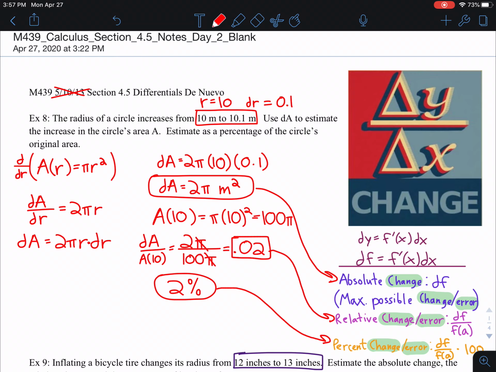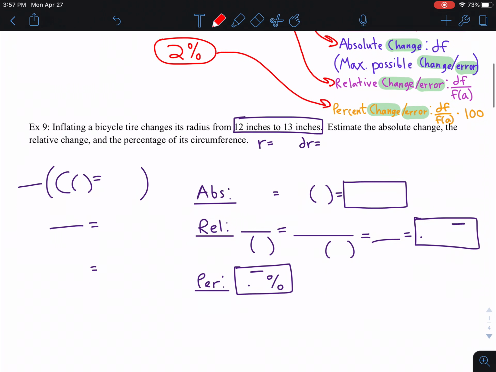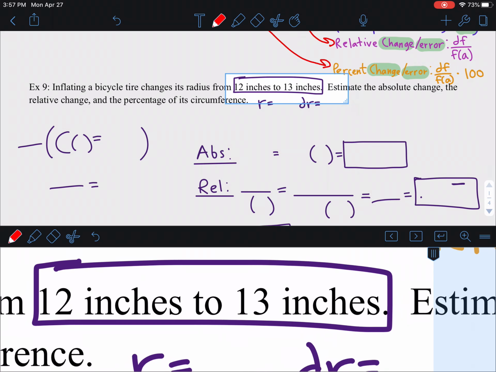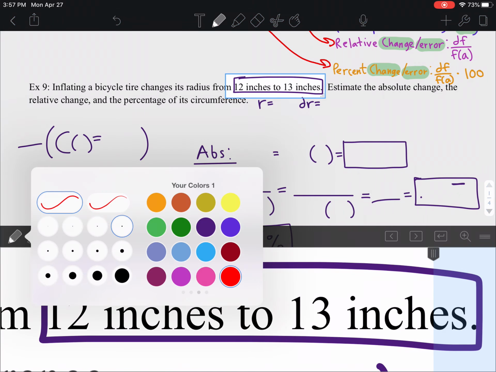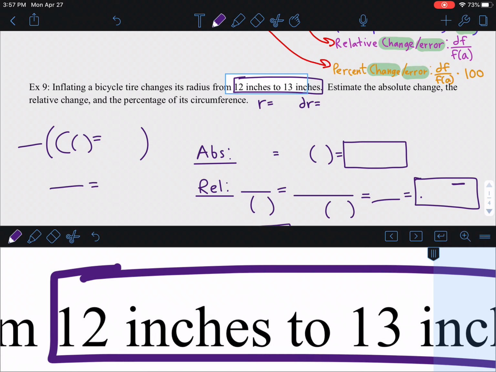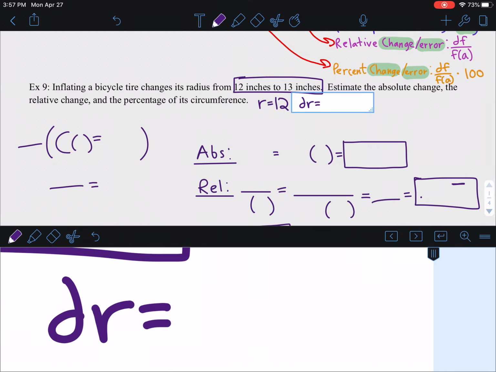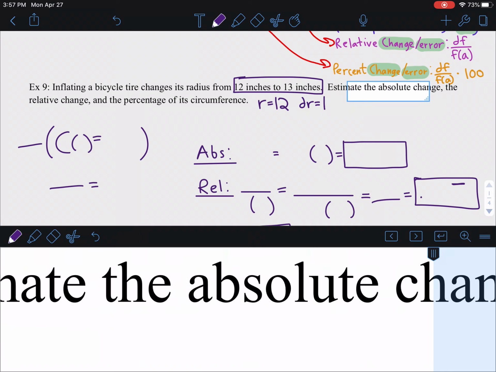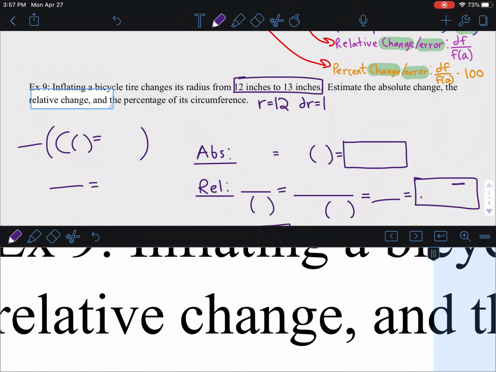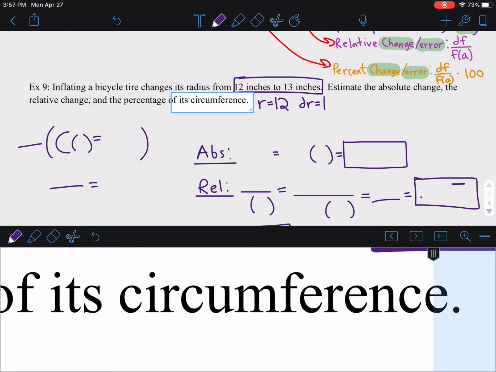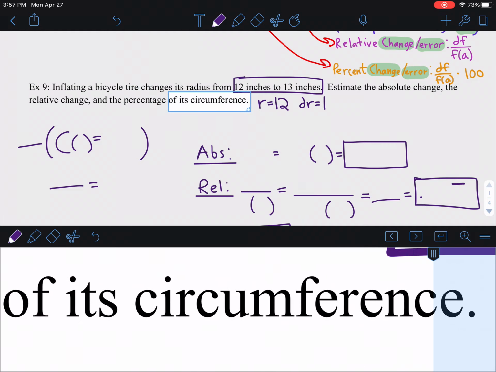Very similar though. Okay. Example 9. Inflating a bicycle tire changes its radius from 12 inches to 13 inches. So again, I learned two important things here. One, the initial radius is 12 inches, and that the change in the radius is 1 inch. Estimate the absolute change, the relative change, and the percentage of its circumference, okay? So bike tire, we're going to treat it like a perfect circle, okay?